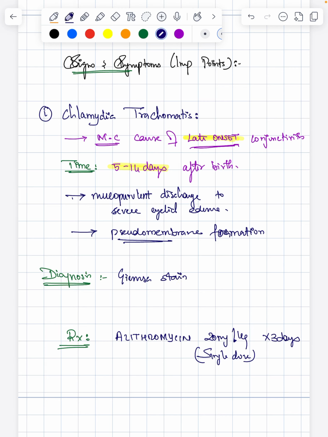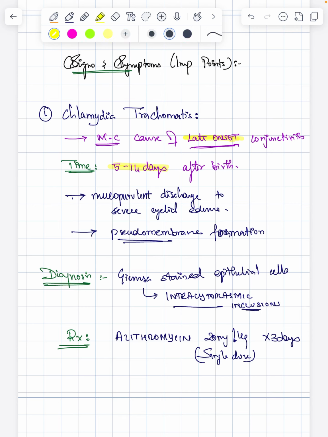This one you will be learning in your microbiology, right? Giemsa stain epithelial cells, where you can see intracytoplasmic inclusions, right? Yes, this is regarding your Chlamydia trachomatis.